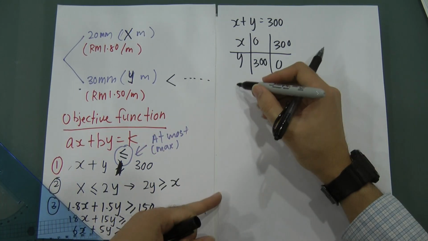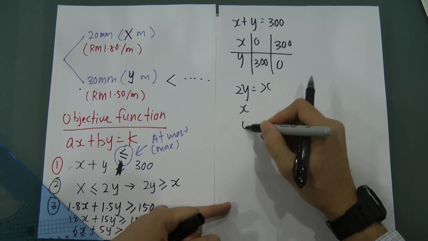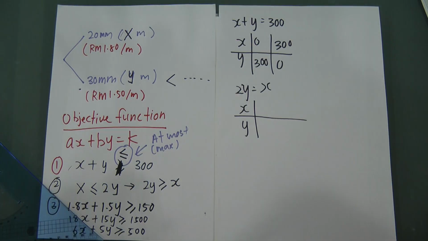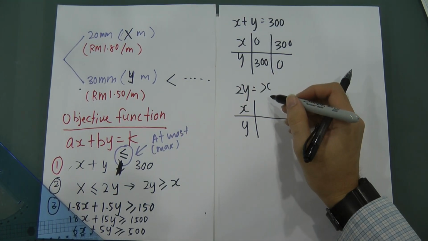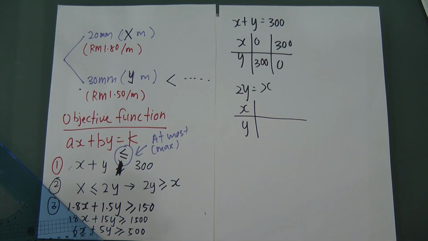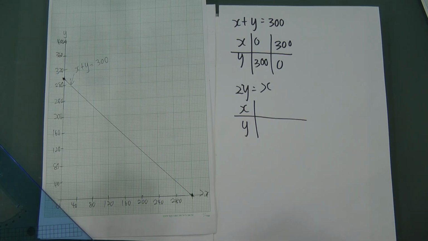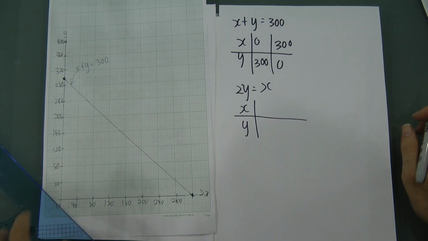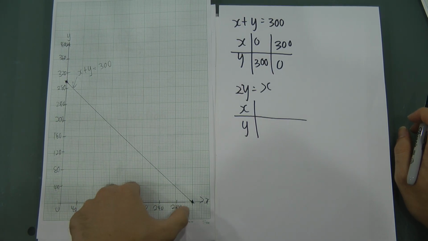Now I have done the first one, so I need to draw the second one: 2y will equal to x. Then I draw the table again. When x equal to, maybe give it some value. Here it is convenient because we have to see on our graph. We put y first in order to make it nicely, because x maximum is 300 here.